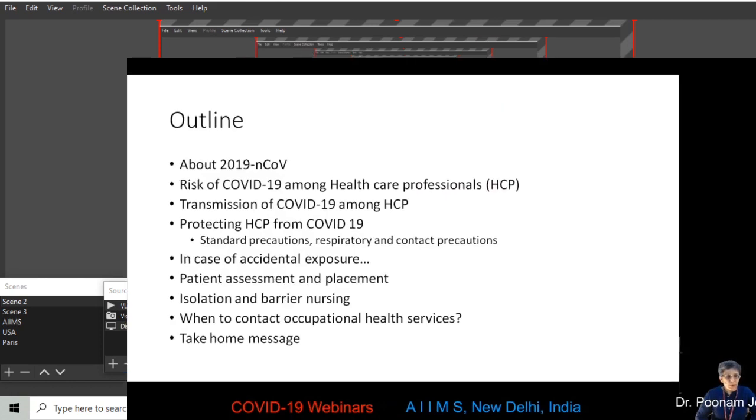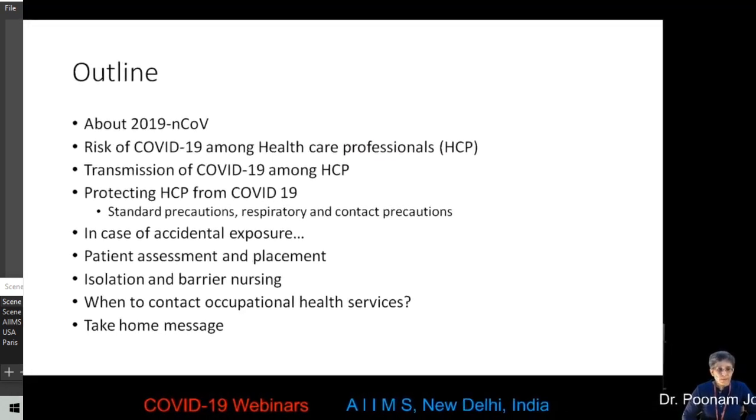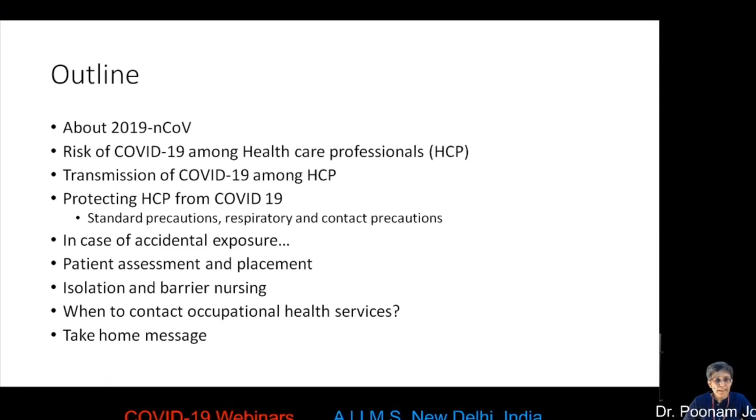Today I am proposing to follow this outline. We'll be talking about coronavirus, the risk of COVID-19 among healthcare professionals, transmission of COVID-19 among healthcare personnel, protecting healthcare professionals from COVID-19 using standard precautions, respiratory and contact precautions. In case of accidental exposure, what is to be done by the healthcare professional, patient assessment and placement, and how to ensure that the patient is isolated and barrier nursing is provided. In case a healthcare professional has contact with a positive patient, then whom to contact for the services. And finally, I'll conclude with some take-home messages.